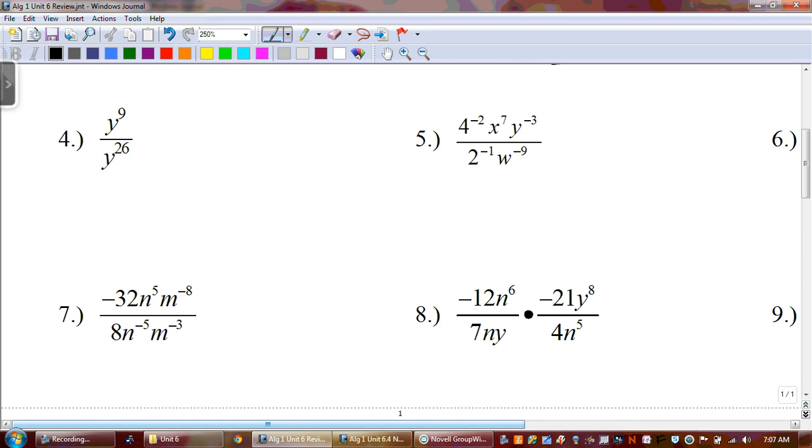Okay? Now, number 4, we want to know who wins. Does the top or the bottom win? Well, there are more y's on the bottom. Okay, so we subtract those. Everything on the top cancels, and we're left with a 1. And on the bottom, we have y to the 17th.